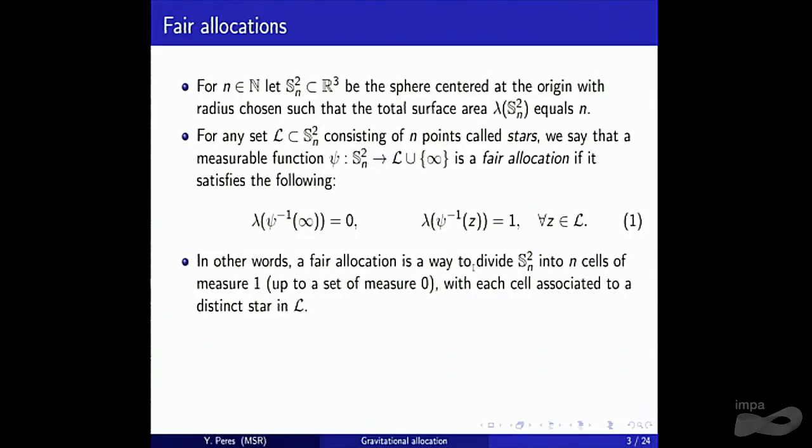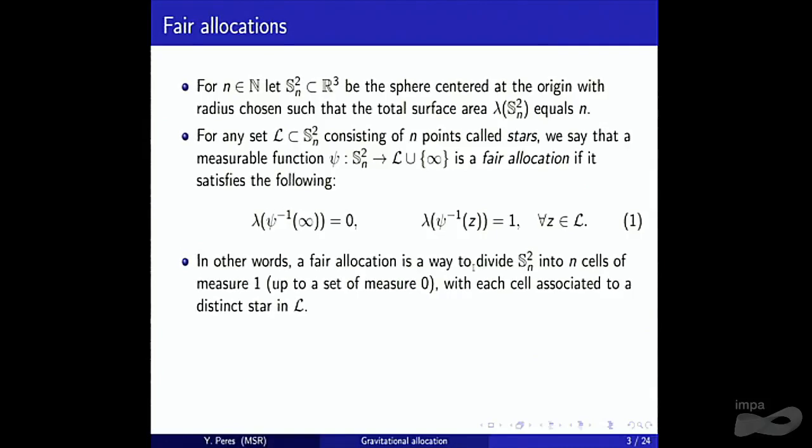Mostly later we'll work with the sphere of area n. So that's S_n^2, a two-dimensional sphere of area n. It's not the square of anything. It's just a two-dimensional sphere of area n. And so we're going to have L be a set of n special points. We'll call them stars or centers.